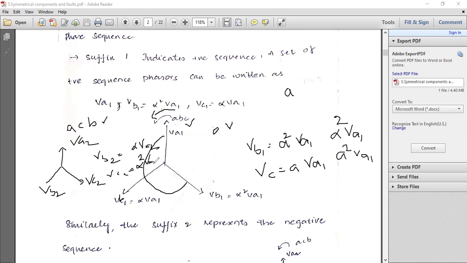Please try to understand the clear-cut difference. In this case, the phase sequence is ABC. In this case, the phase sequence is ACB. So VB2 is equal to alpha into VA2 and VC2 is equal to alpha square into VA2. Is it not? Understood? Right.